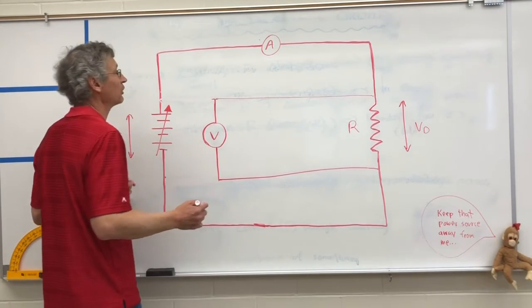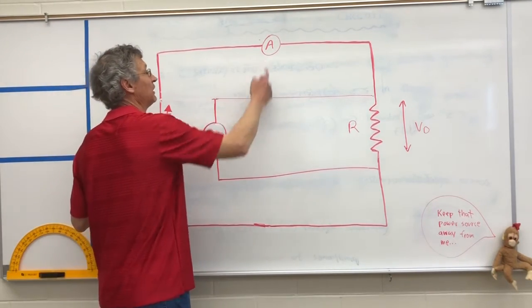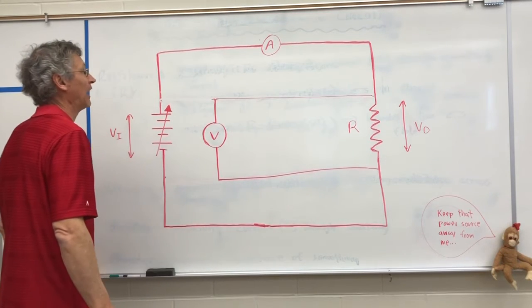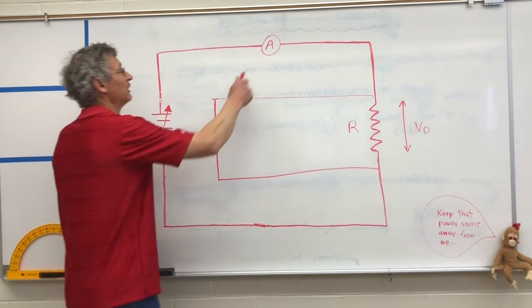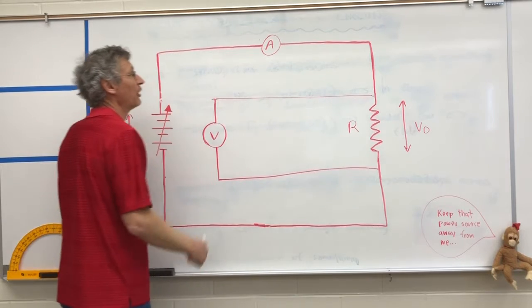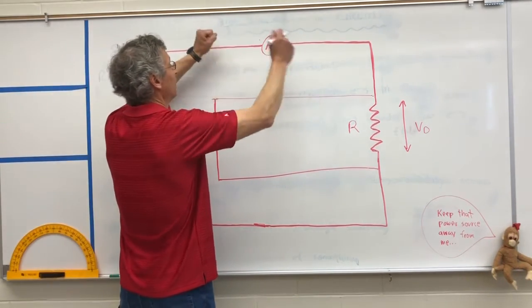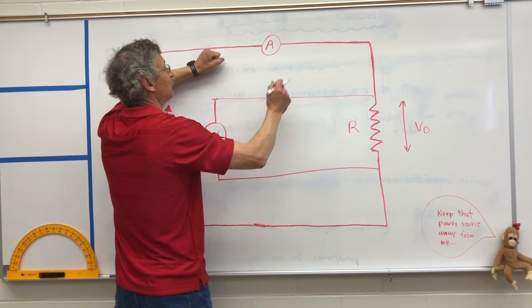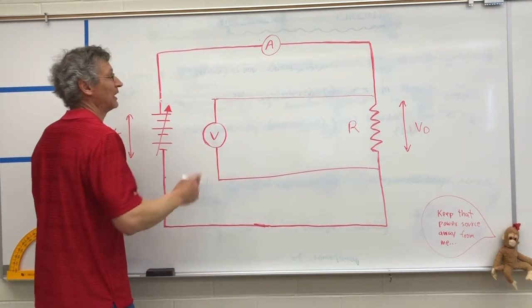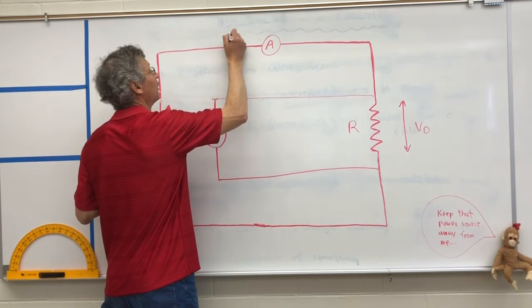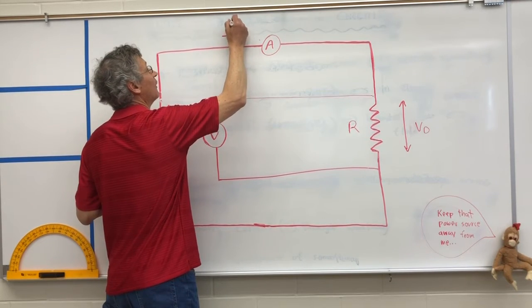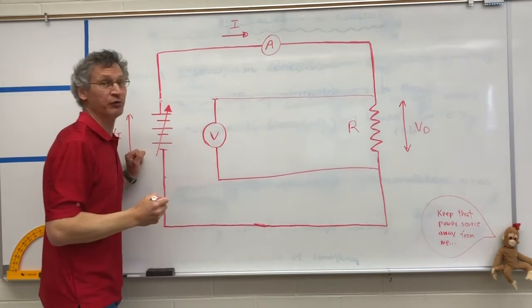We have one other thing in the circuit. We have an ammeter in the circuit, and we would say that the ammeter is in series with the rest of the circuit. Basically, we had to break the circuit apart and stick the ammeter inside and close the circuit up again. And the ammeter is going to measure the current through the circuit.